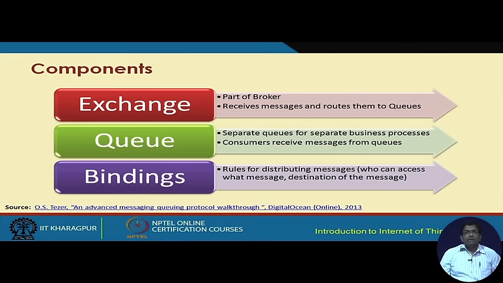So, the different components of this particular protocol include 3 primary things. One is exchange, the second is queue, and the third is bindings. So, the exchange component is basically part of the broker that is tasked to receive messages and route them to the queues. Queues are basically separate for different business processes. So, different separate queues are used for different or separate business processes, and the consumers receive the messages from the queues. Bindings are rules for distributing the messages, which means determining who can access what message, the destinations of the message and so on.